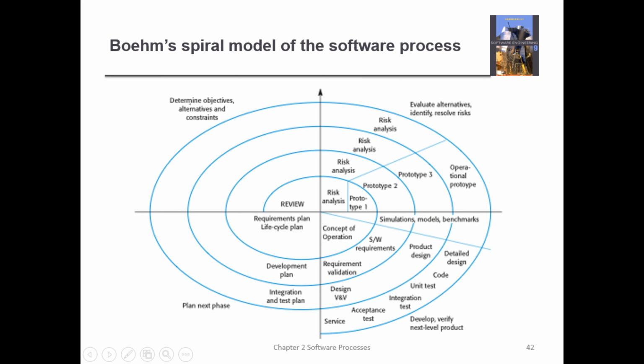So in the first quadrant, this is where you get to know the objectives of the system and the constraints. What limitations does it have? Then here you evaluate and you determine the alternatives that you have. What are you going to use? And then you evaluate the alternatives, which ones are suitable, which ones will not be used. You identify the risks that will be involved and you resolve the risks.